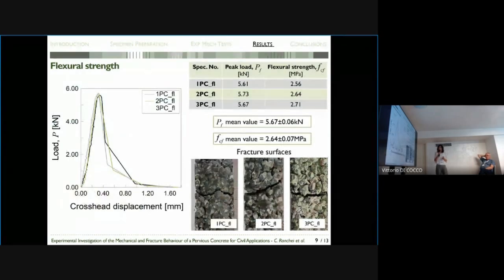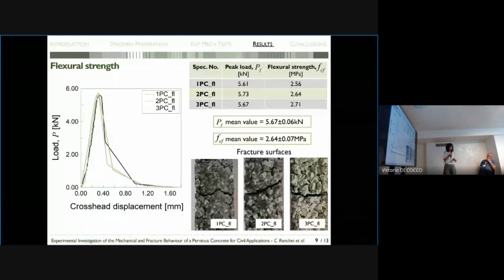The present curves, in terms of load against the cross-head displacement, are related to the 3 tested specimens under 3-point bending loading. It can be observed that the scatter of the experimental curves is quite narrow, and the mean value of the peak load is equal to about 5.7 kilonewton, with a low value of the standard deviation equal to 0.06 kilonewton. The computed value of the flexural strength, ff, for each specimen is reported in the present table, and the mean value of the flexural strength is equal to about 2.6 megapascal.